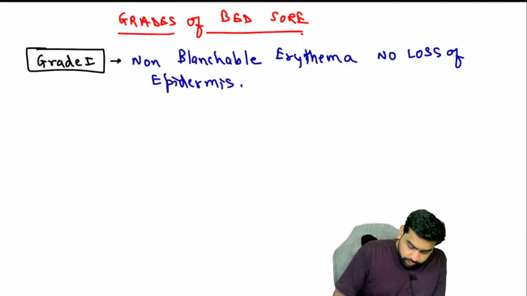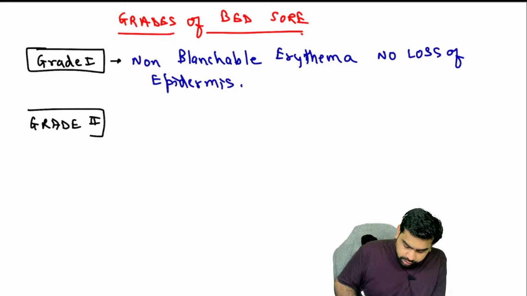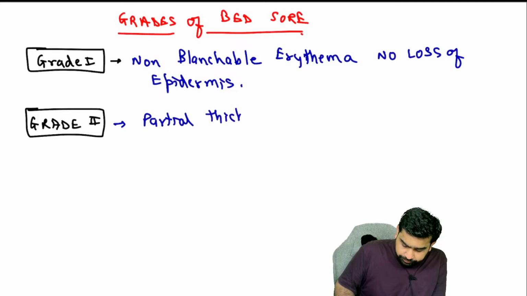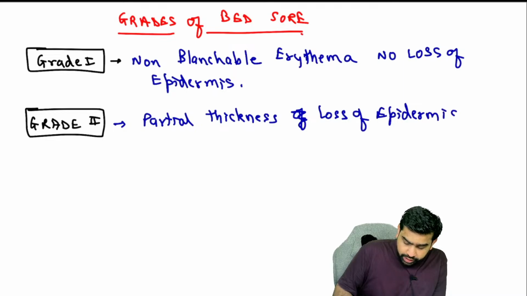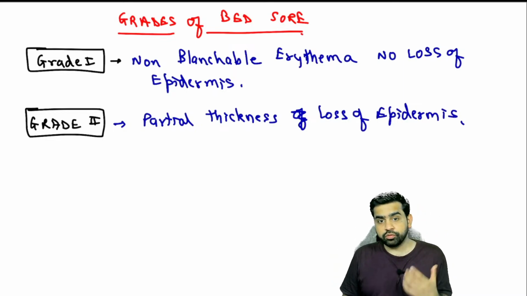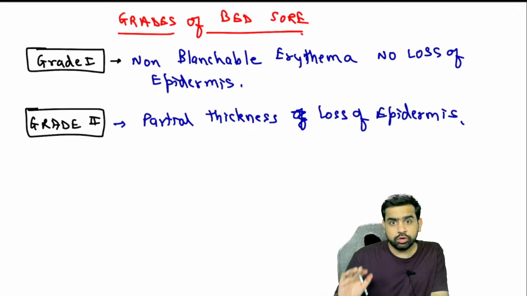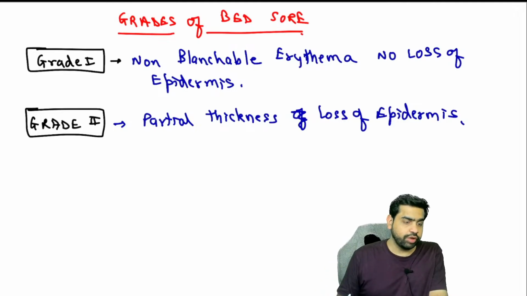Because of how the questions are asked, they will ask you that if, let's say, there is a patient who is having a partial thickness loss of the epidermis, what is the grade of that particular bed sore? The grade of the bed sore is not 1, the grade of the bed sore is grade 2. So please try to understand this point.